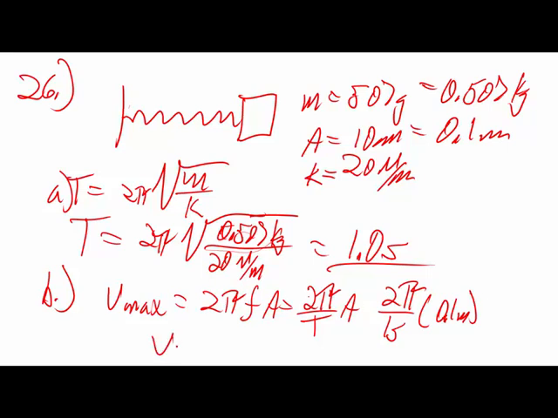And so we get a Vmax of what? We should get 0.628 meters per second. Okay. All right, now that is the Vmax. Now, what about part C, 20C?